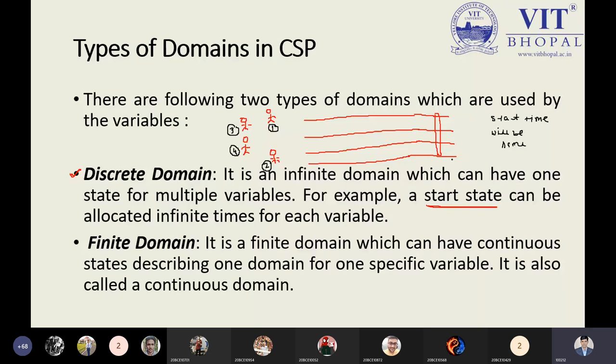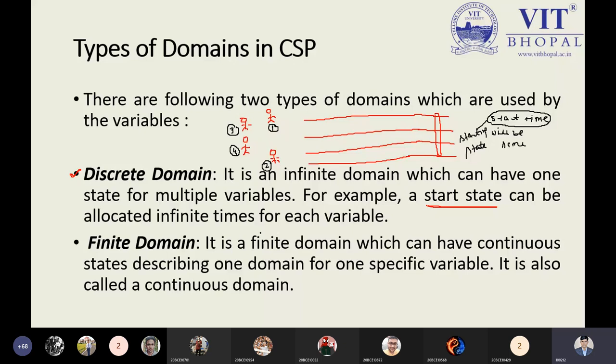So at the start date, we are allotting the same value to our multiple agents or multiple variables. That is a discrete domain. But after reaching the finishing line, their finishing time will be updated by the individuals. Some may come at a common time, but here I'm taking only an example, and we can have multiple variables. So in this domain we can have one state for multiple variables. What is the state? The start time is our starting state. The starting state will be the same for multiple variables.